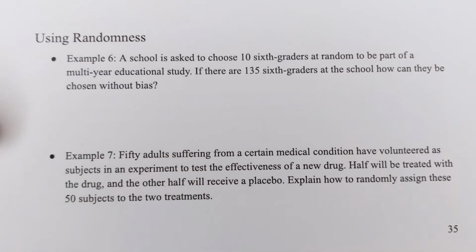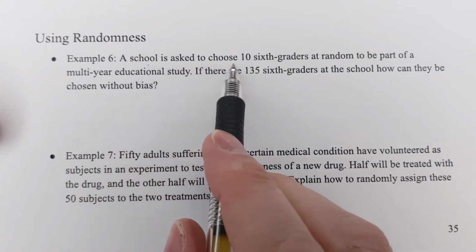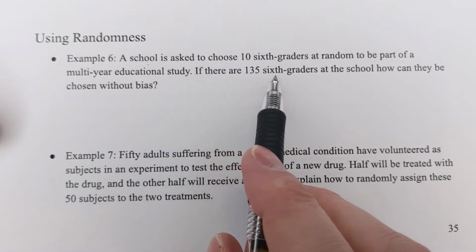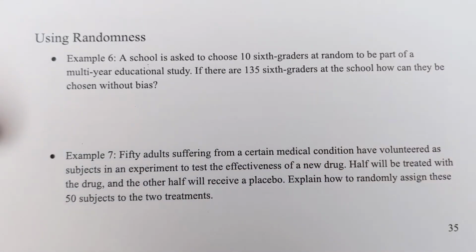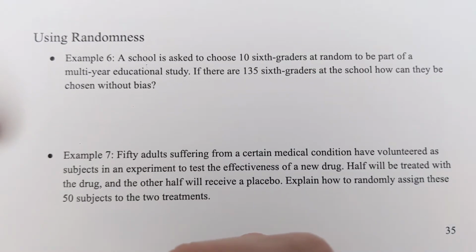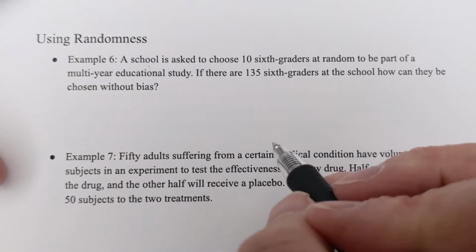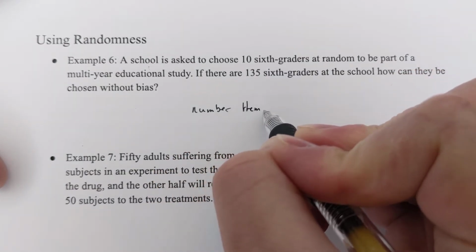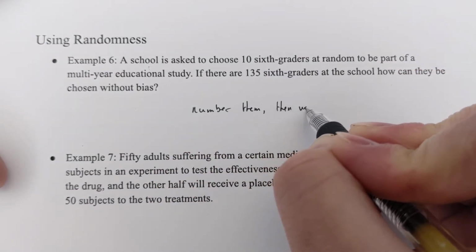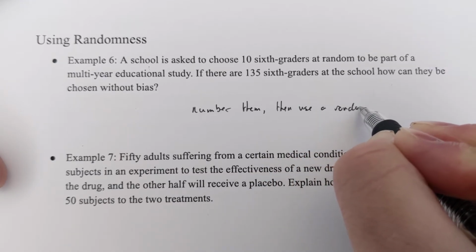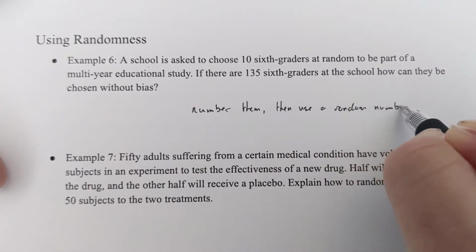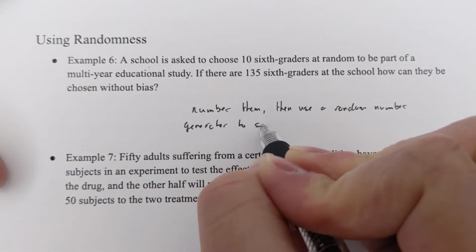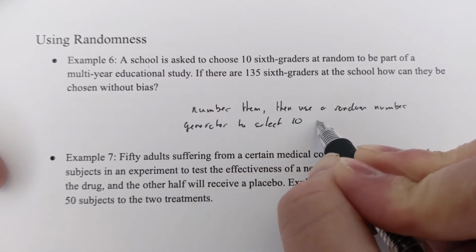Okay, so using randomness. Example 6, a school is asked to choose 10 sixth graders at random to be part of a multi-year educational study. If there are 135 sixth graders in the school, how can they be chosen without bias? So let's see, you could number them, then use a random number generator to select 10 students.